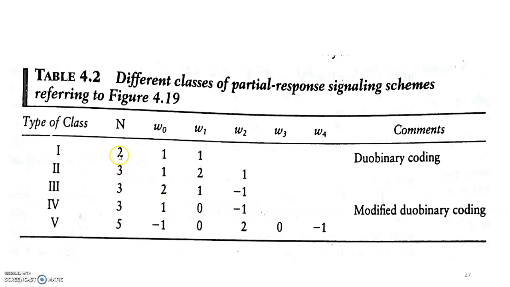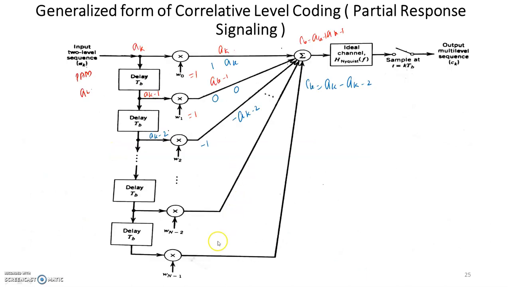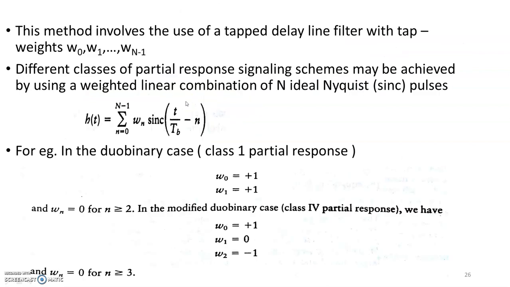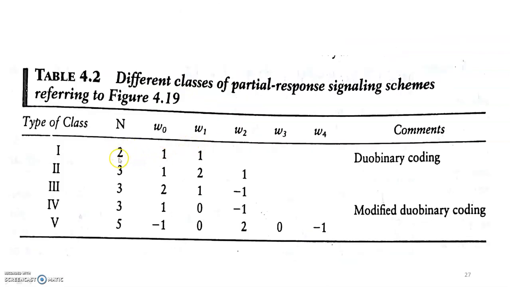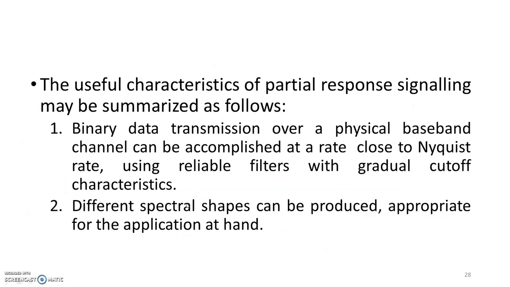And you have the different values of n. When n equals 2, you will have only two blocks, W0 and W1. So in duobinary the value of n equals 2, and in modified duobinary the value of n equals 3. You have one more block. Similar is the case for the other classes: class 2 has different values of weight and different values of n, and class 3 again has different weights. So these are the different classes of partial response signaling.